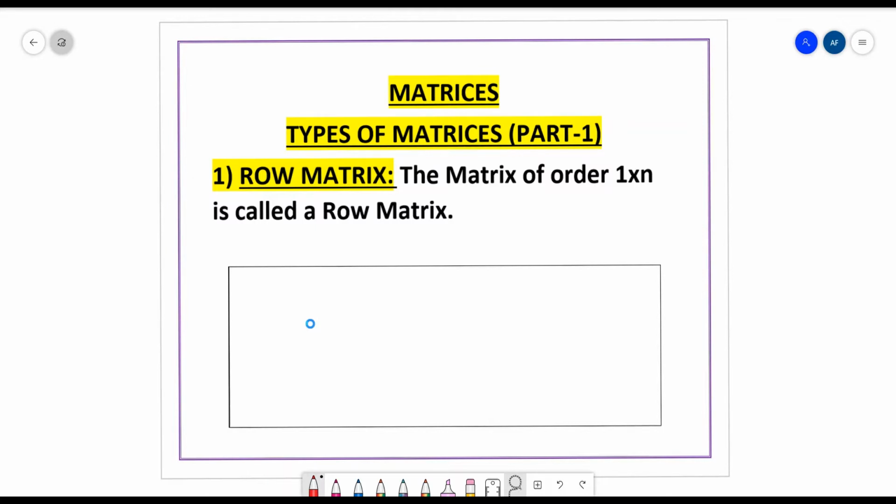In this video, I will be explaining you about the types of matrices. This is part 1. Types of matrices part 2, I'll be explaining all those things in the next video.